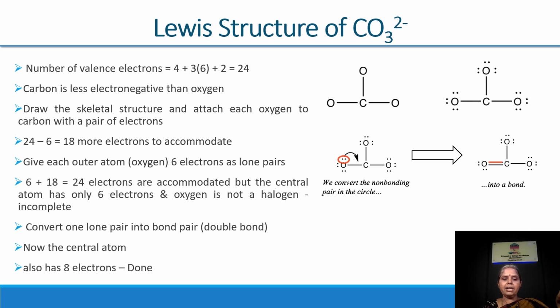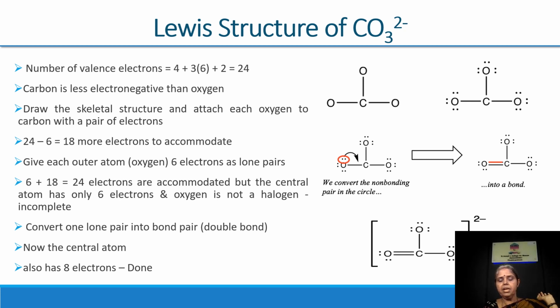Now, the central atom also has 8 electrons. Count the number of electrons now, all of you. This oxygen is having 6 plus 2, 8. This oxygen is having 6 plus 2, 8. This oxygen is having 4, but it is having 4 more through bonds. 4 plus 4, 8. Look at the carbon. Carbon is having 2 here, 2 here. 2 plus 2, 4. 4 plus 4 through the double bond, it is having 4 more electrons. So, 8 electrons. Now, everybody is happy because everyone is having an octet of electrons.